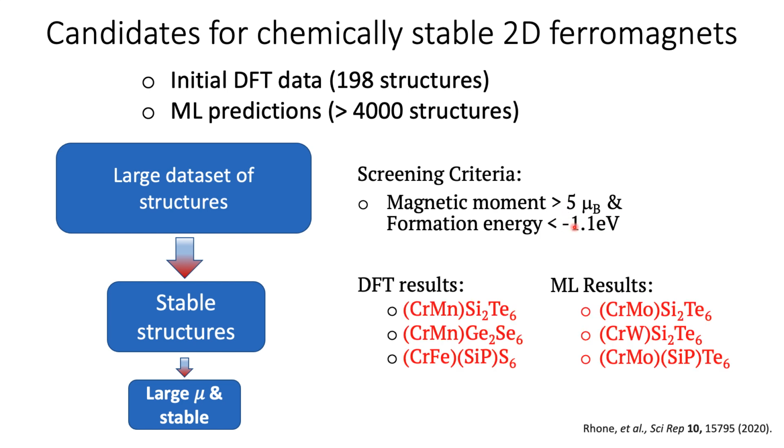We get some candidates. I'm showing a few here. These were in our original DFT dataset. These were predicted by machine learning and then verified again, or later, by DFT. They are matching with the DFT predictions. So this is good, and we can essentially do a very large screening task very quickly using a combination of ML and DFT, much faster than we would be able to using DFT alone.